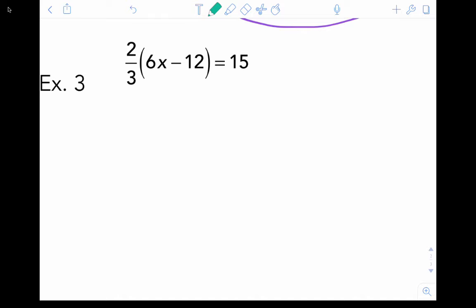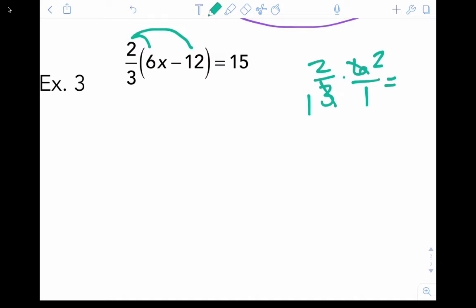So even though I see a fraction here, and some of you might get a little scared, don't. All we have to do is distribute the fraction. So you get 2/3 times 6x and 2/3 times negative 12. So over to the side, I'm going to write out 2/3 times 6. I need to put my 6 over 1. And then I'm going to cross simplify. So my 2 and my 1 don't simplify, but my 3 and my 6 do. I can divide a 3 out of both of those. So 3 divided by 3 is 1, and 6 divided by 3 is 2.